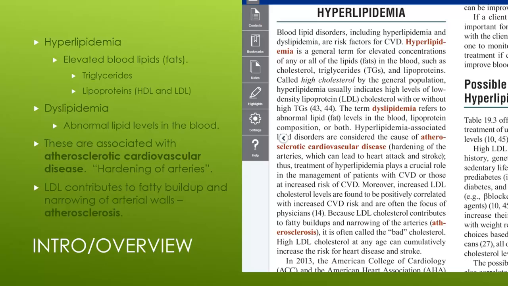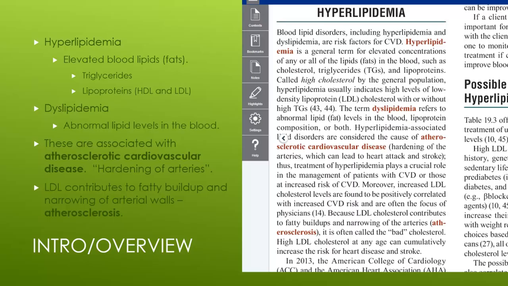So with hyperlipidemia, it's a general term that's used for describing elevated concentrations of any or all of the lipids, meaning fats, in the blood. These can be cholesterol, these can be triglycerides, lipoproteins. And hyperlipidemia usually indicates a couple different things here. And within the lipoprotein subcategory, we have high density lipoproteins and low density lipoproteins. That's HDL and LDL.